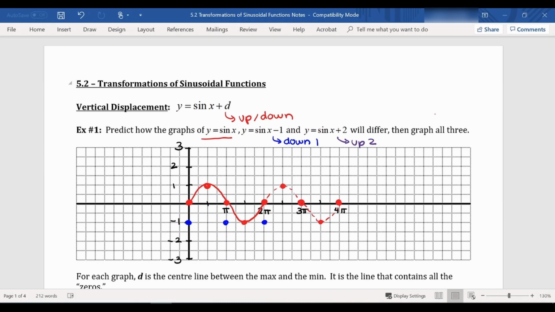Our point that's at +1, our maximum when we move down 1, will now be at 0. And our point that's at -1, our minimum when we move down 1, will now be at -2. And we can draw this in. Again, if we wanted to do another cycle, I could do the same logic. Anything that was on 0 would now be at -1. My point that had been at 1 is now at 0. And my point that was at -1 is now at -2. So again, I'm just going to use a dashed line to show that this is a separate cycle.